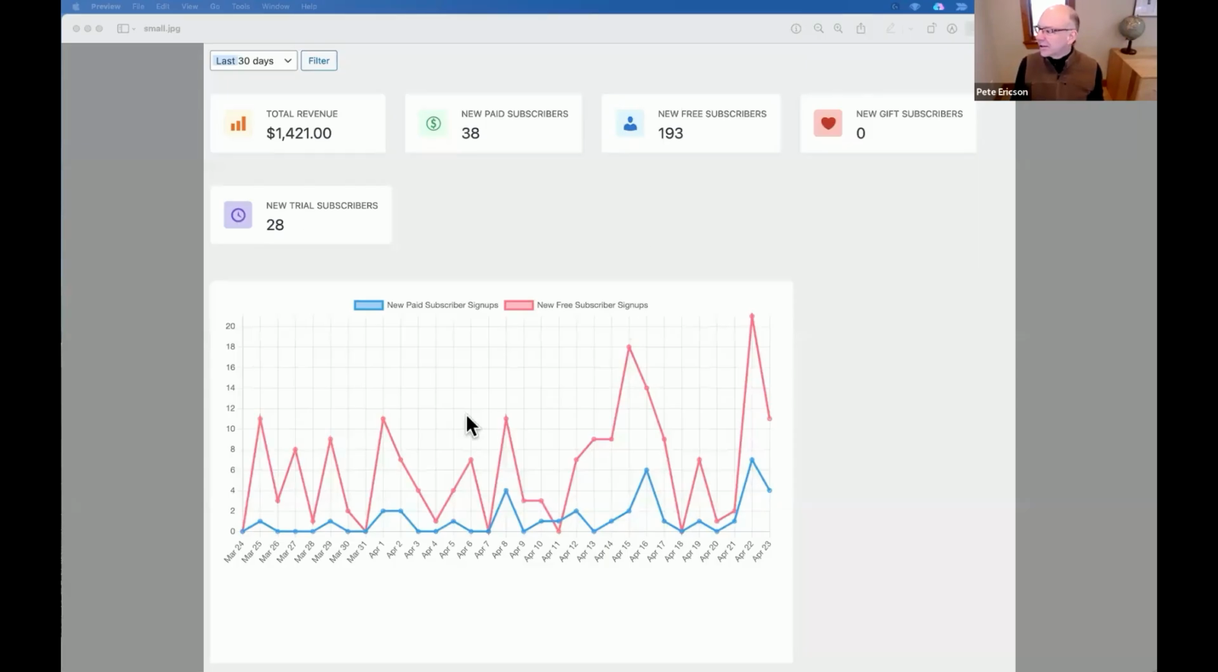All right. So, I'm just sharing my screen here. So what the heck is happening here? We have free registrations and we have paid subscriptions. In the last 30 days, we have almost 200 free registered readers and almost 40 paid subscribers. So right around a 20% conversion rate between free registered readers and paid subscribers.